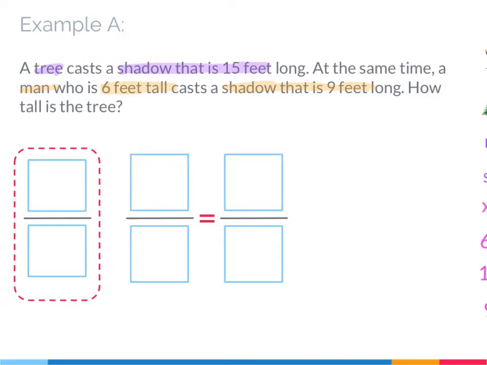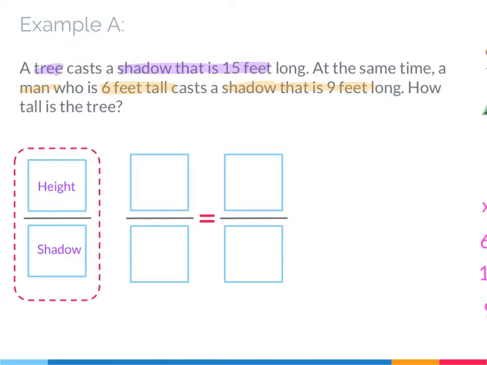So I've gone through and I'm trying to figure out how tall the tree is, and I pulled a lot of information out of my problem. I know I'm going to be comparing two things: height and shadow. So I'm going to put the height on the top and the shadow on the bottom. It doesn't matter whether shadow is on top or height is on top. Just remember that if you select height on top, then you need to make sure the heights are all the way on the top. And if you select shadow on top, then shadow would be all the way on the top.